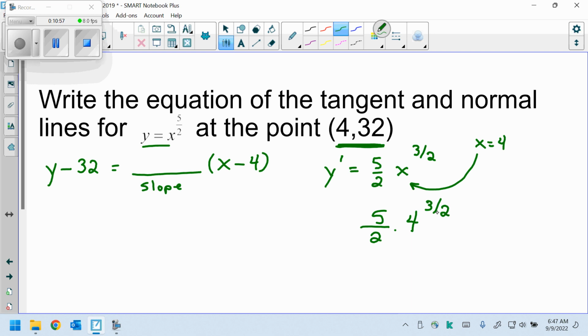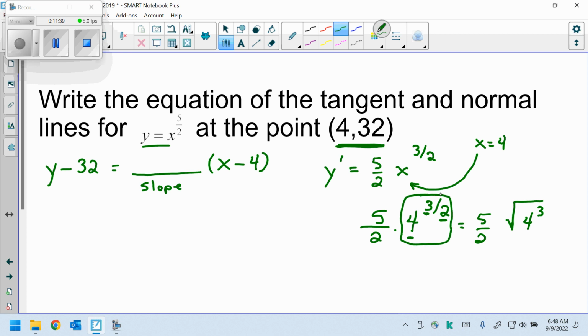So what is 3/2 power? What does that mean? Well, that means 5/2 times 4, and that means the square root of 4 to the 3rd power. Now, what I think is always easiest is to take that root first. What is the square root of 4? You'd say 2. And 2 cubed is 8. So this has a value of 8.